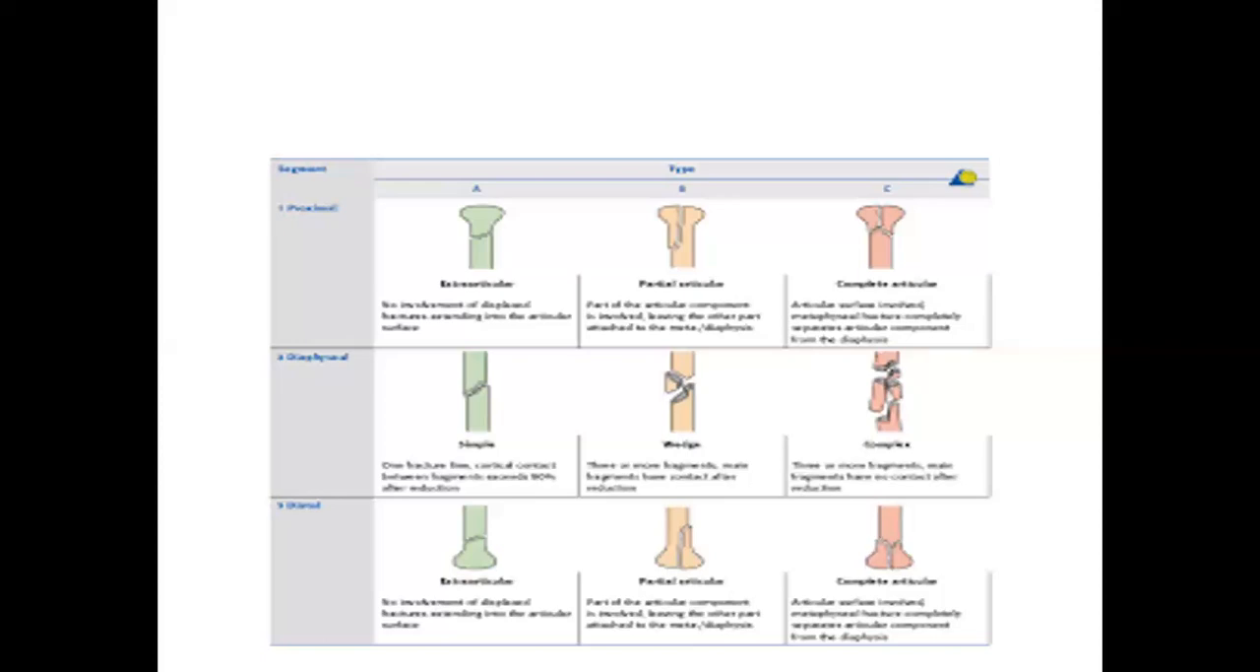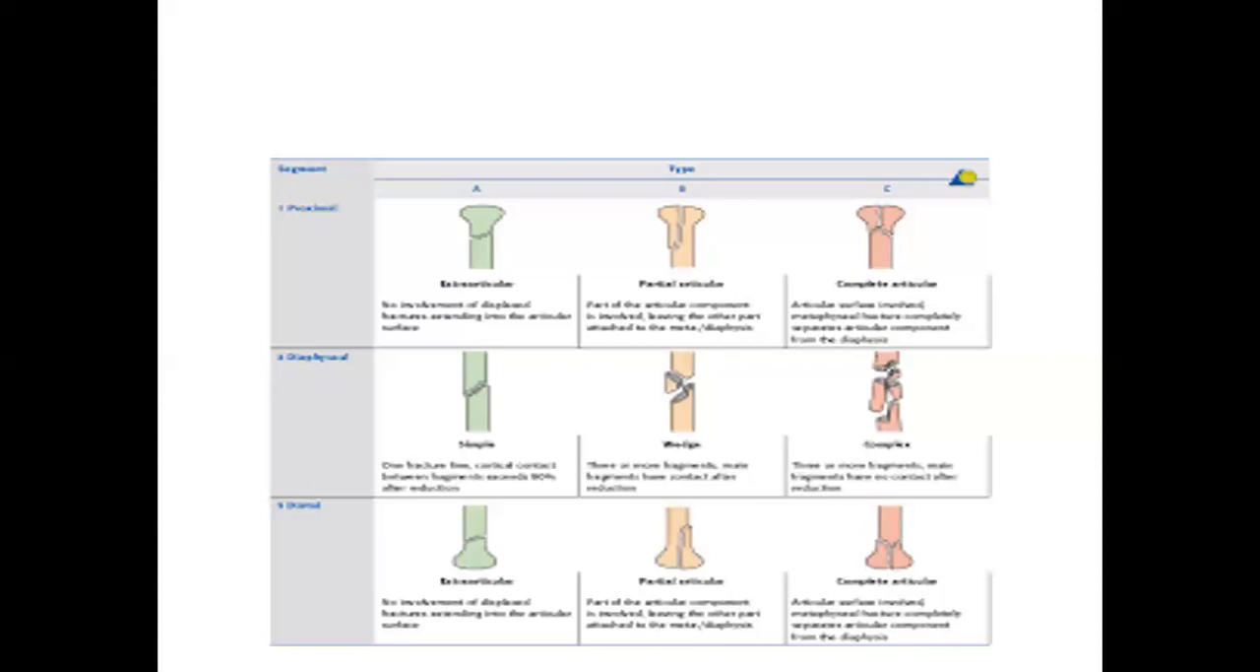So once we have 1A, what we know is that we have an extra-articular proximal fracture. Once we have 1B, we know that the fracture has extended into the joint, partially articular. Once it is C, we know it's totally what? Articular.